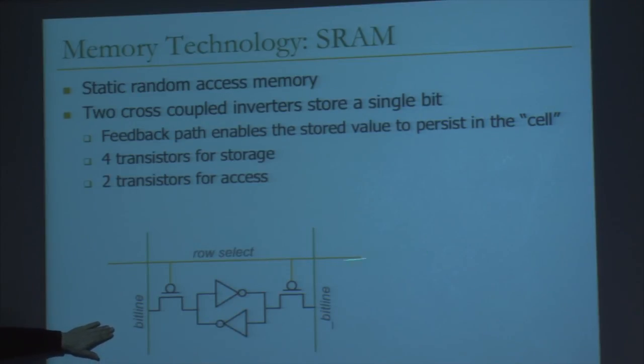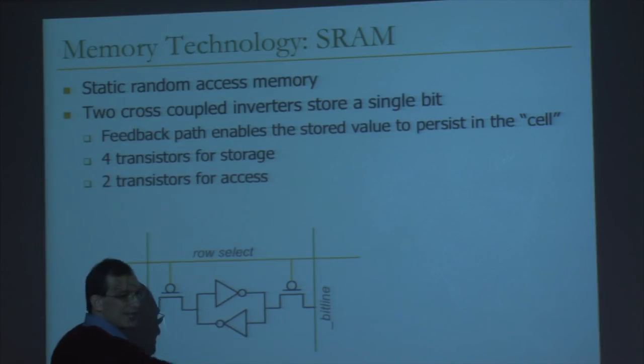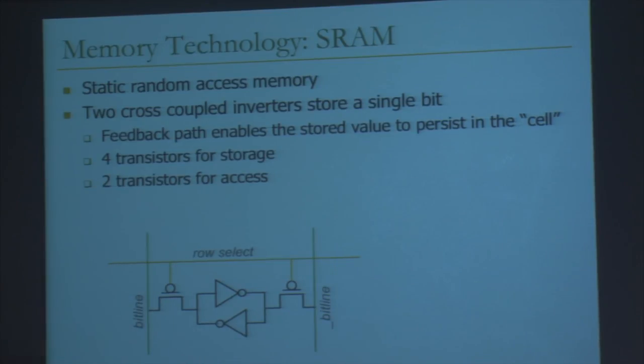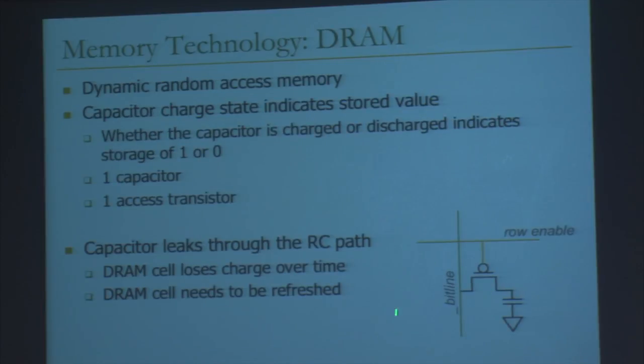And when you enable these transistors by enabling the row that this cell belongs to, either side of the cross-coupled inverter gets connected to a bit line and a bit line bar. And you can actually sense the difference between these two bit lines to figure out what the value is. That's one way of sensing. In DRAM here, you sense the perturbation that happens. Initially, you precharge the bit line to a known value.